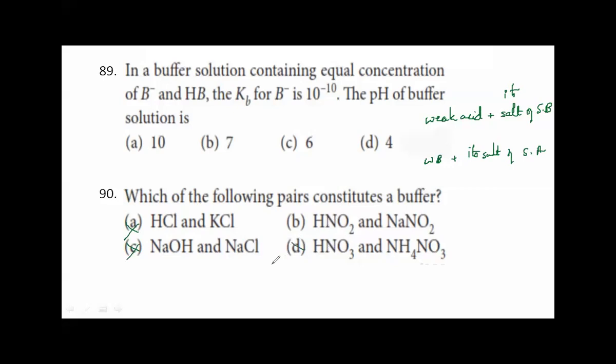HNO3 is a strong acid, does not come. If you look at HNO2, nitrous acid, it is a weak acid. Yes. And it is a salt from a strong base. That means when HNO2 combines with the strong base NaOH, it forms a salt. The salt formed is NaNO2 plus H2O. Therefore, NaNO2 is a salt of a strong base. Therefore, this constitutes a buffer. So that is the correct option.